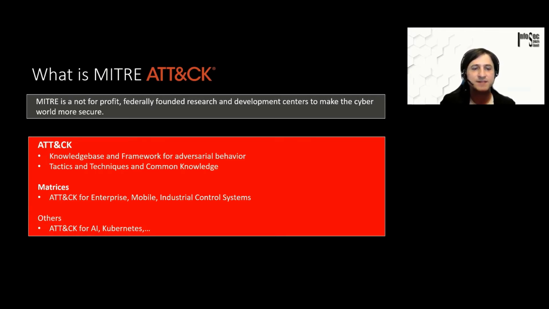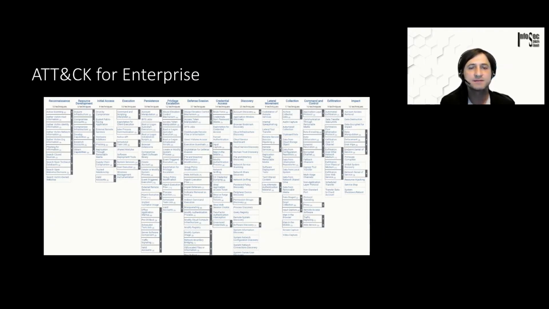And it comes in various flavors for mobile, enterprise, industrial control systems. There are also some projects I saw about AI and Kubernetes. But the focus again is really on public threat intelligence, what is publicly known. And this is what the enterprise matrix looks like. I assume everybody has seen this before, so I won't be talking too much about this. Just two things that changed last year. There was a phase called PRE-ATT&CK, I think it was called, that moved into the main ATT&CK framework. So now you have reconnaissance and resource development as extra phases in this matrix.